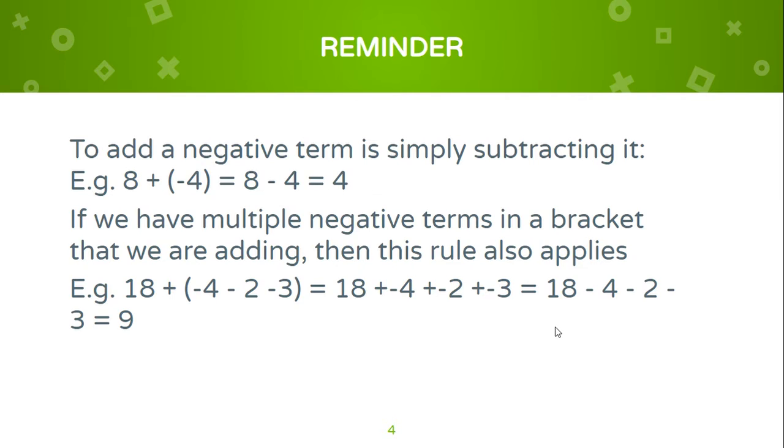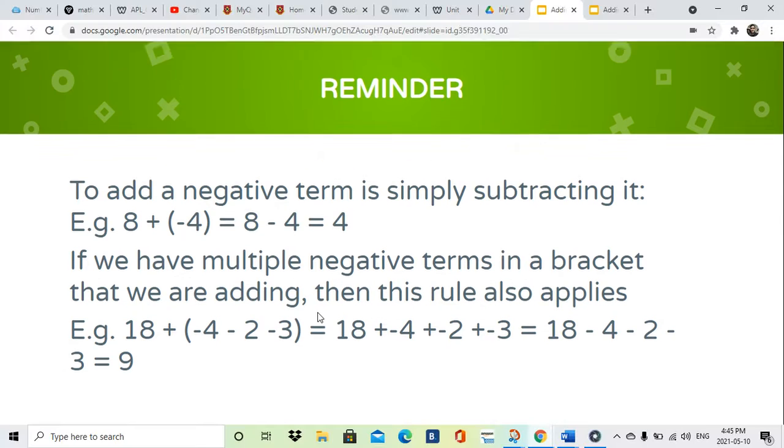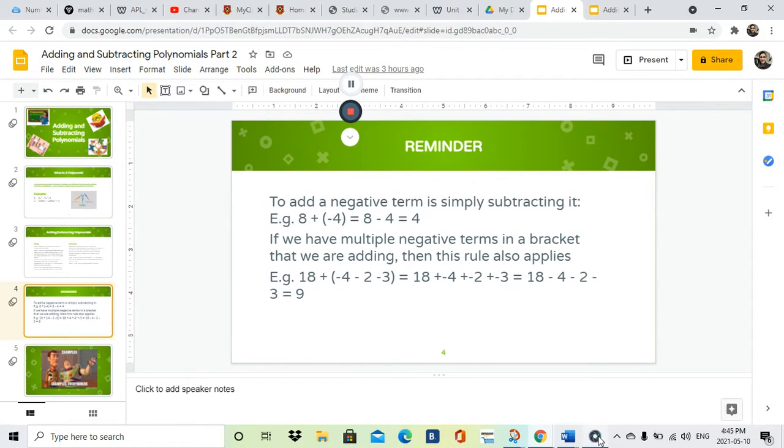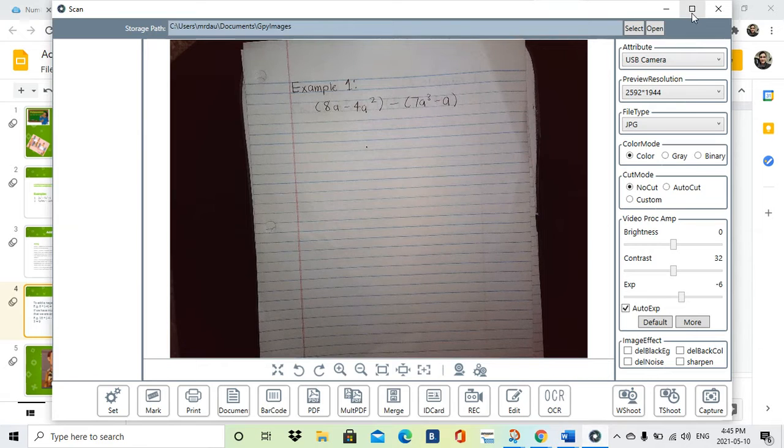So for example, if we're adding 18 plus bracket negative 4 minus 2 minus 3, and then close the bracket, we have 18 plus negative 4 plus negative 2 plus negative 3. Again, a plus and a minus is the same thing as saying minus. So it's going to be 18 minus 4 minus 2 minus 3, which is equal to 9. I just want you to keep that in mind as we go through the examples, which we'll be getting to right now. I will be switching into my document camera.